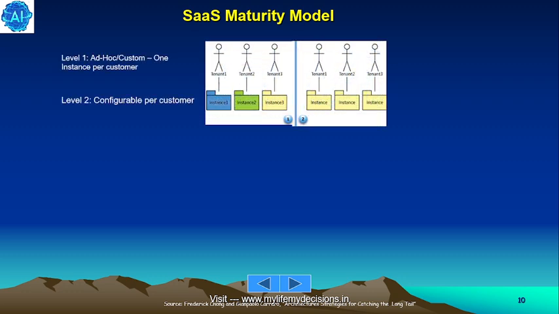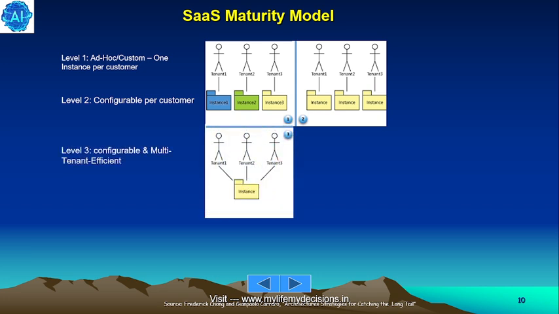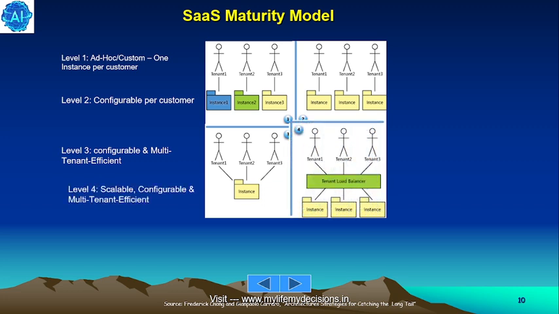SaaS maturity model, level 1: ad hoc, custom, one instance per customer. So this is how you can understand with the help of a block diagram again, which is self-explained, and you can very well understand how the architecture works and how it can be planned. So here you can see ad hoc custom, one instance per customer, configuration or configurable per customer, configurable and multi-tenant efficient, scalable configuration and multi-tenant efficient.